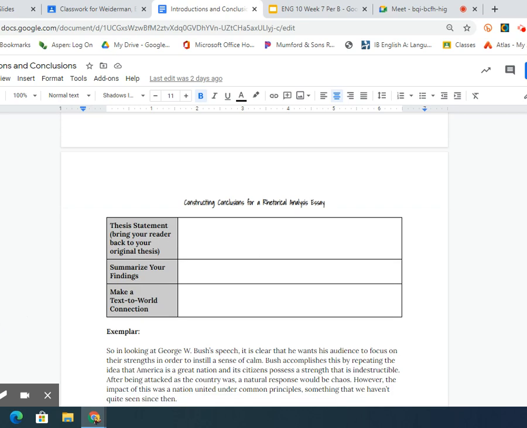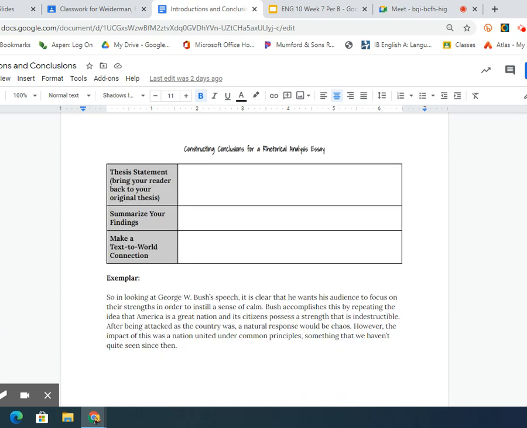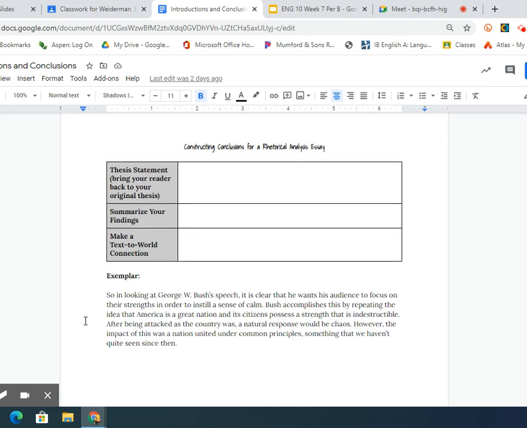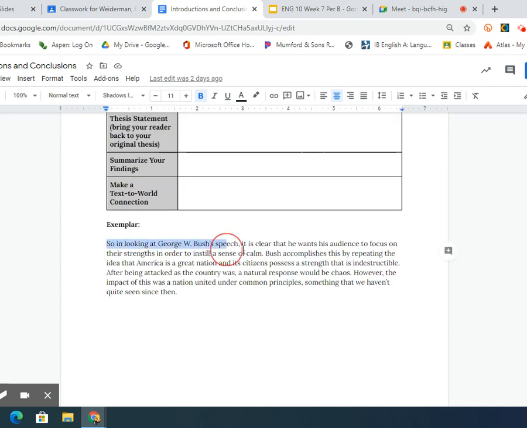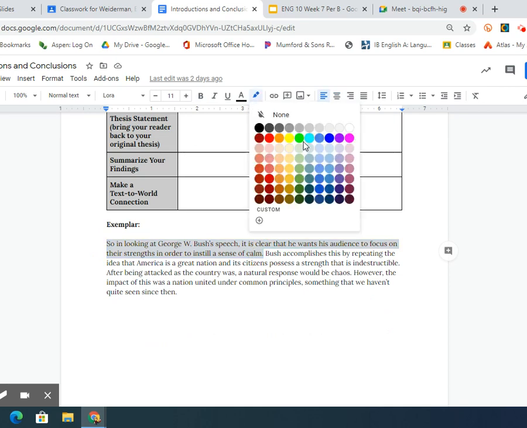When we're talking about constructing conclusions, thesis statement: bring your reader back to your original thesis. You may think about rewording it, summarize your findings, and then make a text-to-world connection, a big connection. Exemplar. So when looking at George W. Bush's speech, it is clear that he wants his audience to focus on their strengths in order to instill a sense of calm. All right, so that's our first step there. Bring my reader back to my original thesis.